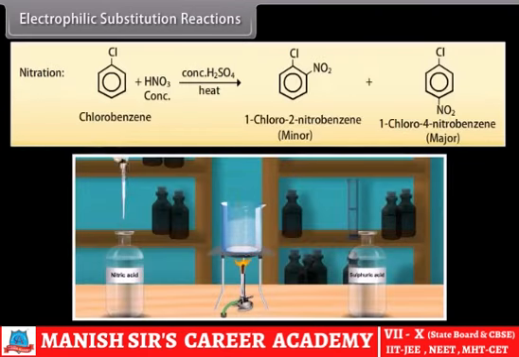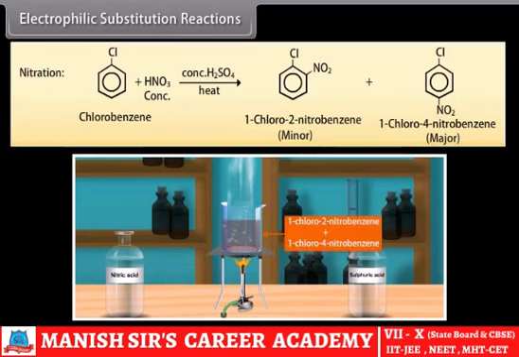Nitration. When chlorobenzene solution is mixed with nitric acid and then we add concentrated sulfuric acid, it reacts to give 1-chloro-2-nitrobenzene, which is a minor product, and 1-chloro-4-nitrobenzene, which is a major product.